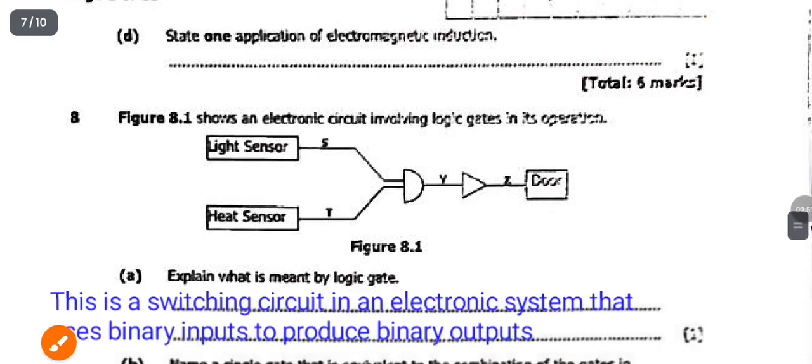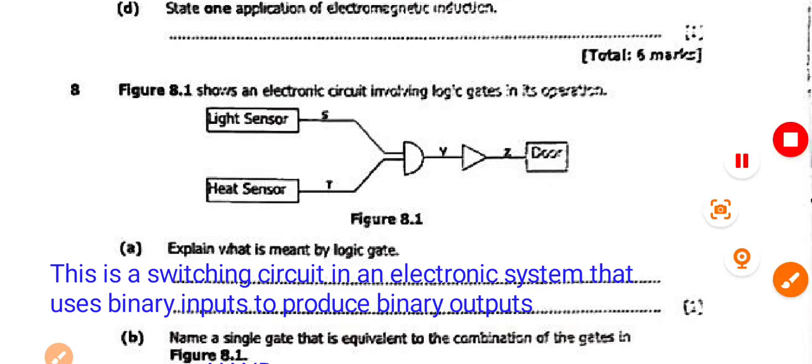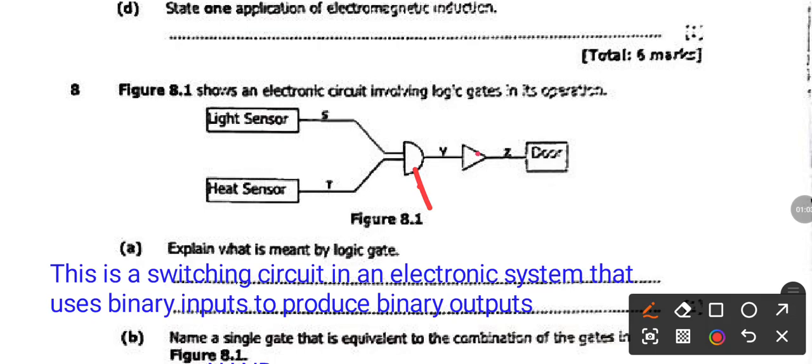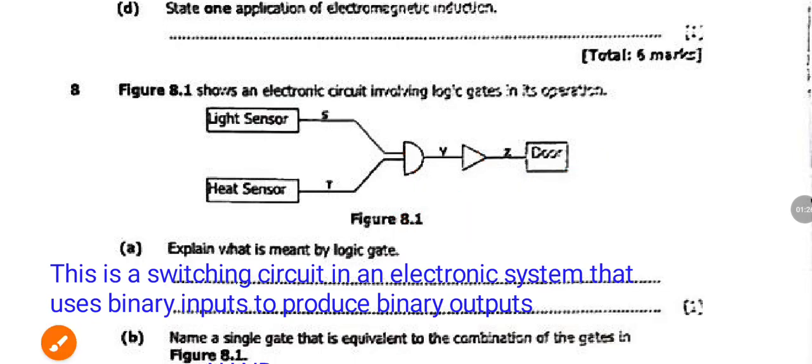Then the B part of the question says, name a single gate that is equivalent to the combination of the gates in figure 8.1. So in figure 8.1, we have this gate and this gate. This gate shown here is what we call an AND gate. And this gate shown there is what we call a NOT gate. When we combine an AND gate plus a NOT gate, the resulting gate is called a NAND gate. So that was my answer for this question.